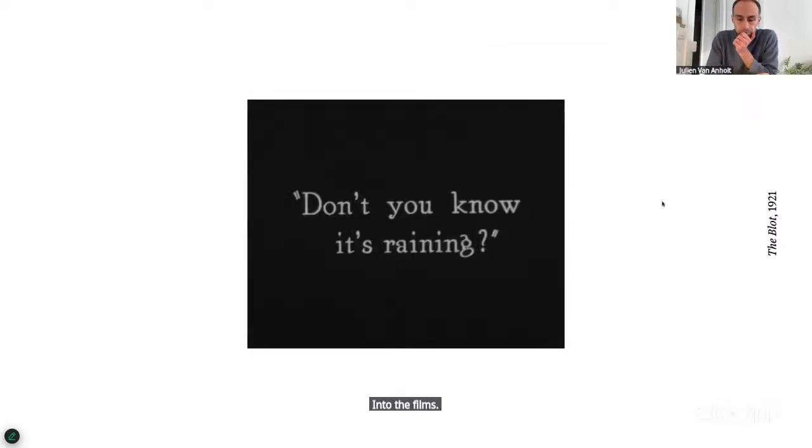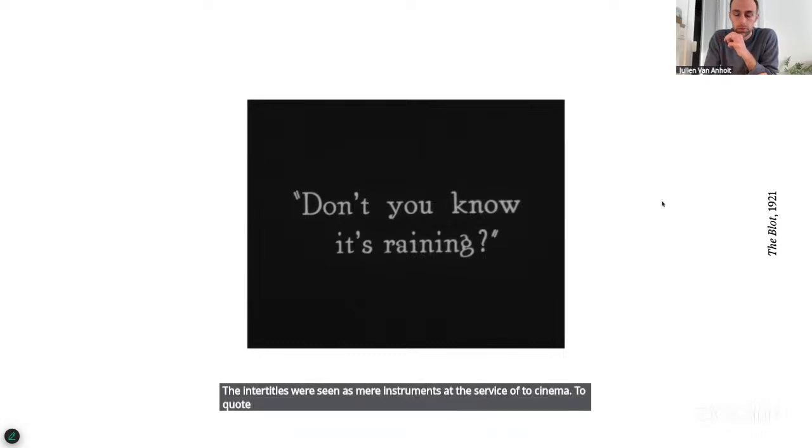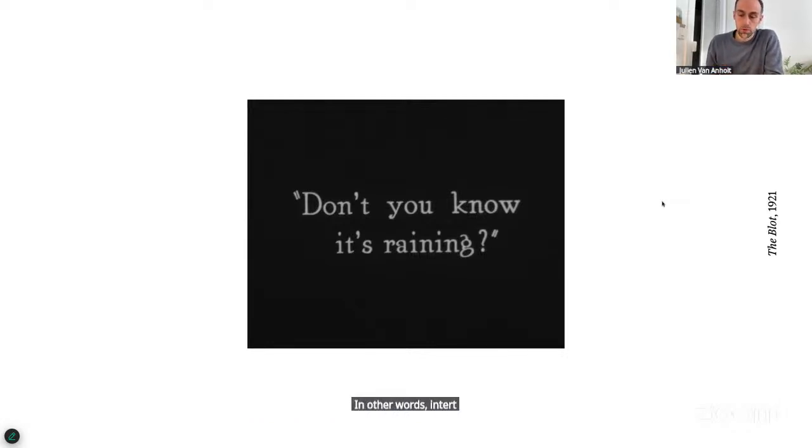Very often, the intertitles were seen as mere instruments at the service of the cinema. To quote the French director Marcel L'Herbier, they were crutches. Or to quote other contemporaries of silent films, the intertitle is an encumbrance, a necessary evil, or even a last resort condemned to death. In other words, intertitles are something very practical, but also very annoying to filmmakers.